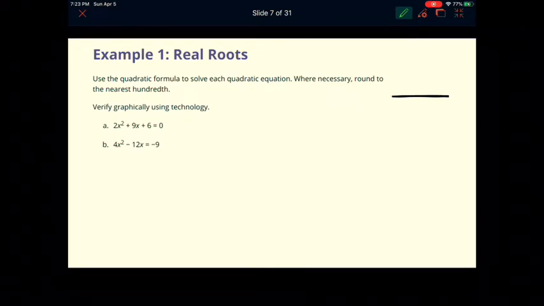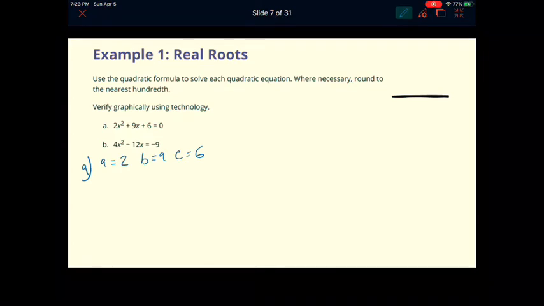Example 1, real roots. Use the quadratic formula to solve each equation. Where necessary, round to the nearest hundredth. A. So, remembering our formula, first we write them out. These are all positive, so it's not so bad. A is 2, B is 9, C is 6.